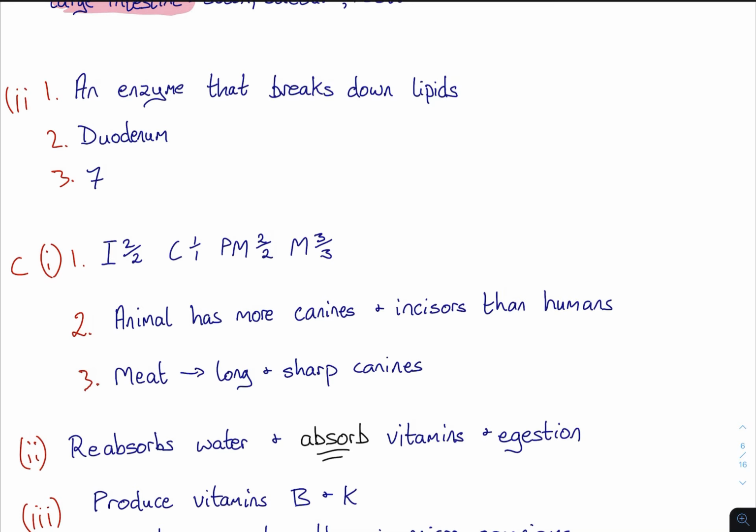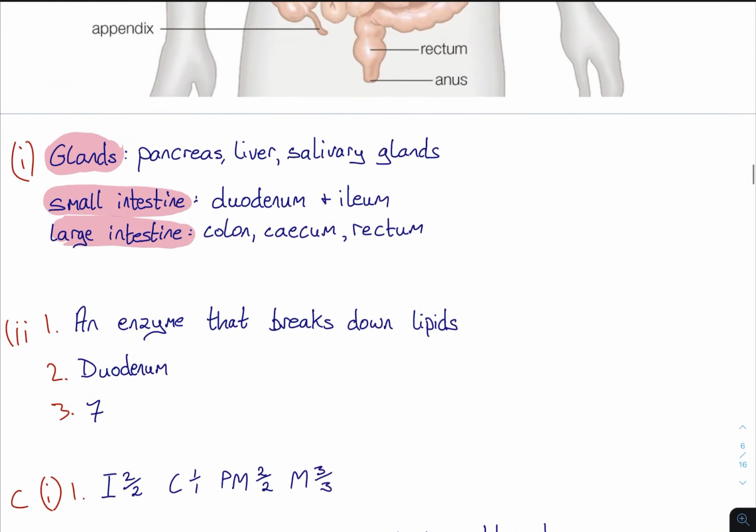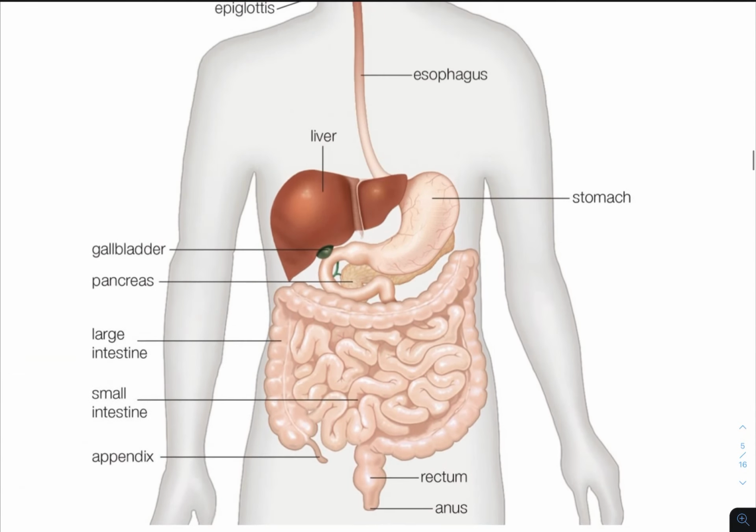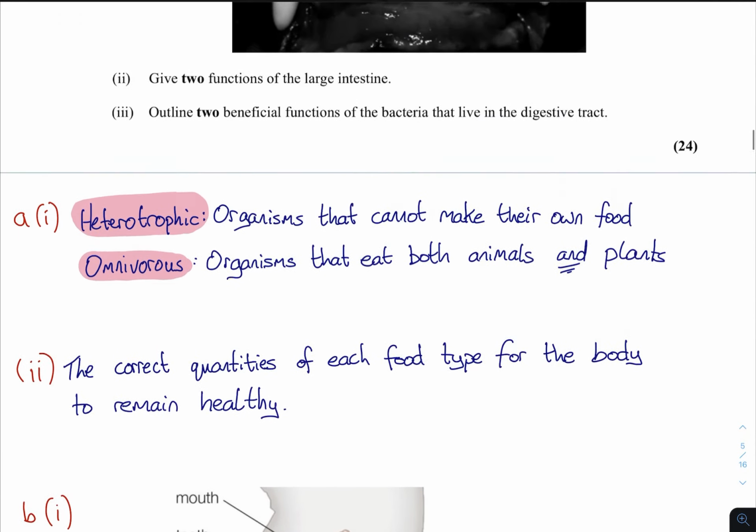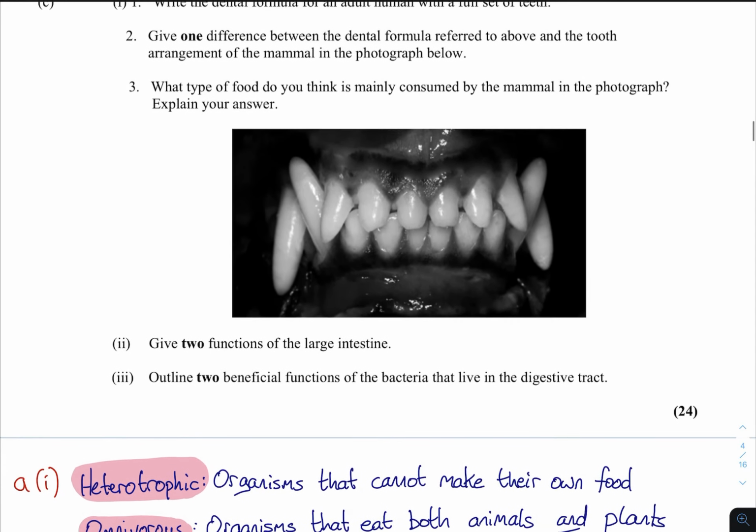Some people put brackets around this and then put a 2 in front of it, indicating both sides of the mouth. Either or is fine, but as long as you get what's in the brackets correct. So 2 incisors on top, 2 on the bottom, 1 canine on top, 1 on the bottom, 2 premolars on top, 2 on the bottom, and 3 molars on top, 3 on the bottom.